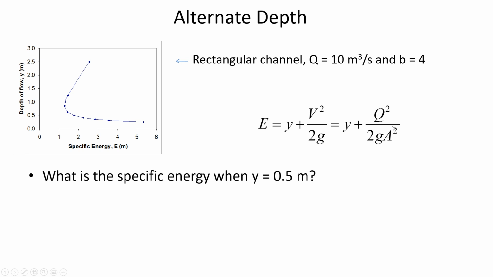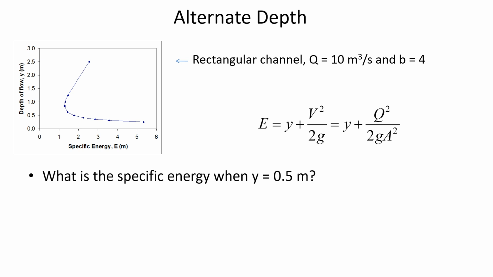So let's go through the process of determining how much specific energy there is for a known depth, and then also finding out what's the alternate depth. What's the other depth that has the same amount of specific energy? All right, so the first part, what is the specific energy when the depth is 0.5 meters?